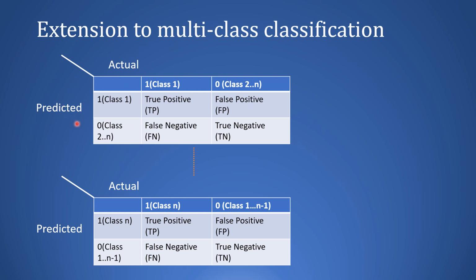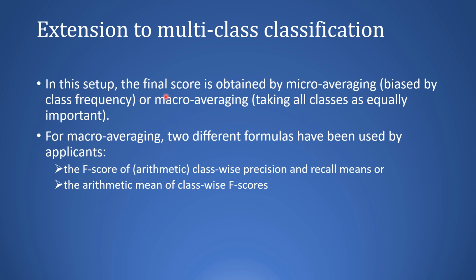right? So now we can compute the individual precision and recall for each of the classes. I have just shown over here an example of class 1 versus the rest. Also I have shown over here class n versus the rest. Okay, now you have these individual metrics computed for each of the classes. Now to determine the final score, what can be done is that you can do something called micro averaging, whereby you take the class frequency into account. Okay, the number of samples present in the classes. So you use the class frequency, or you can do macro averaging by taking all classes as equally important.